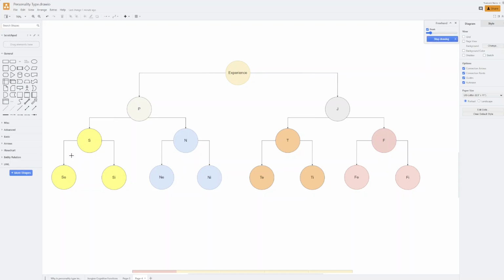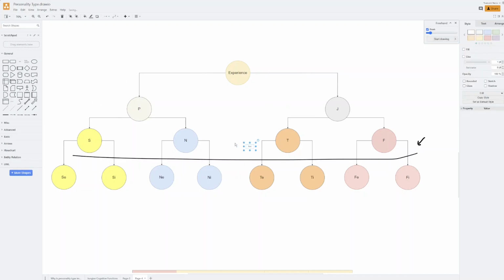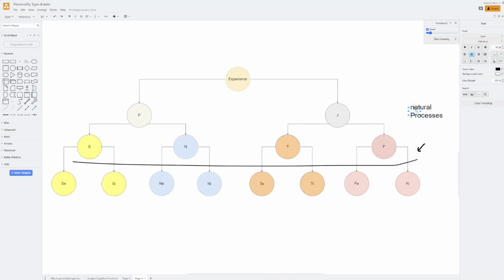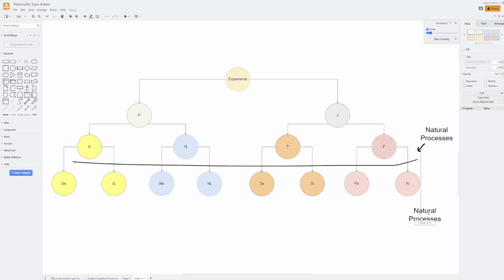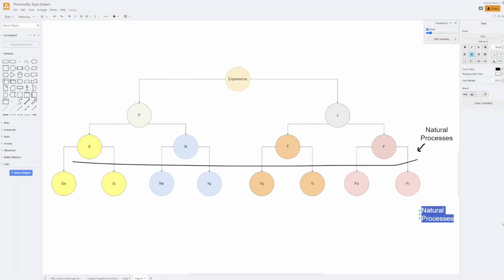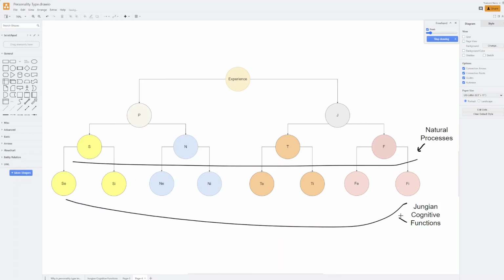So from this diagram, we know that this part here is what we call the natural processes. Okay, so I'm going to expand this. Those are the natural processes, and this part at the bottom are the Jungian cognitive functions. So this is this part here, this layer.